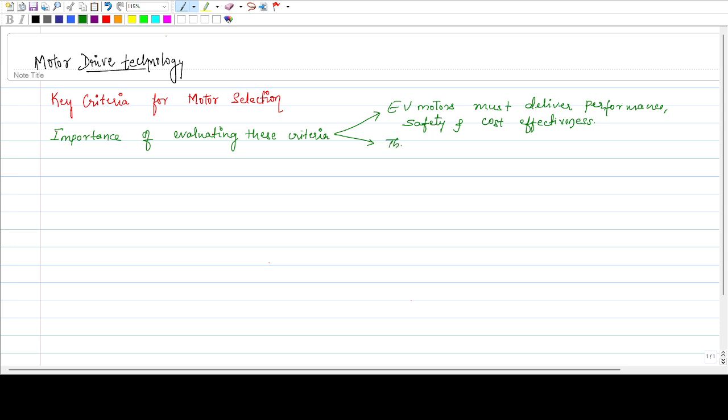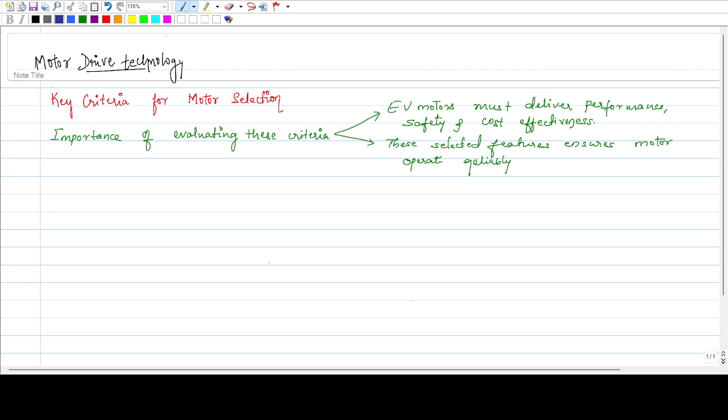So these selected features that we will be discussing will ensure that the motor operates reliably under various conditions, while also meeting consumer expectations and regulatory requirements. So now let's break down each of these criteria one by one.